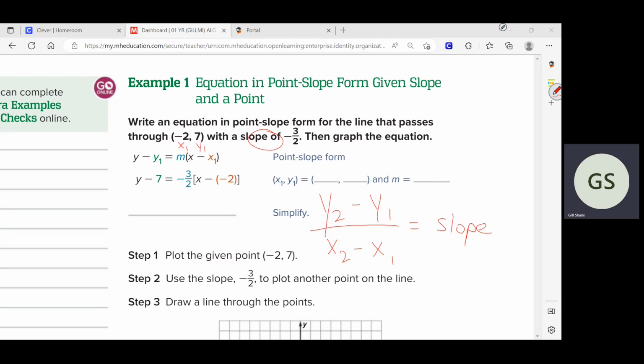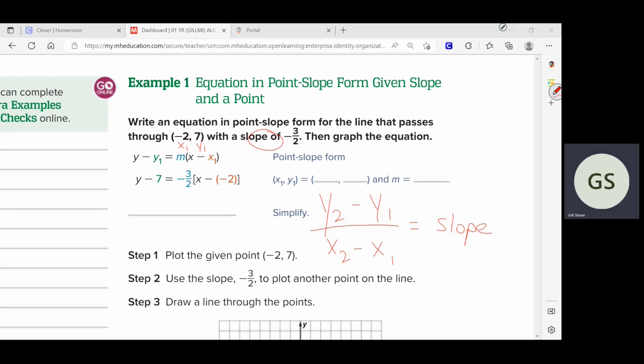You see in the equation where x1 and y1 are, they just plugged them in. They plugged in 7 for the y1. They plugged in -2 for the x1. That's it. The tricky part comes in the math, and that's what took people a while yesterday.